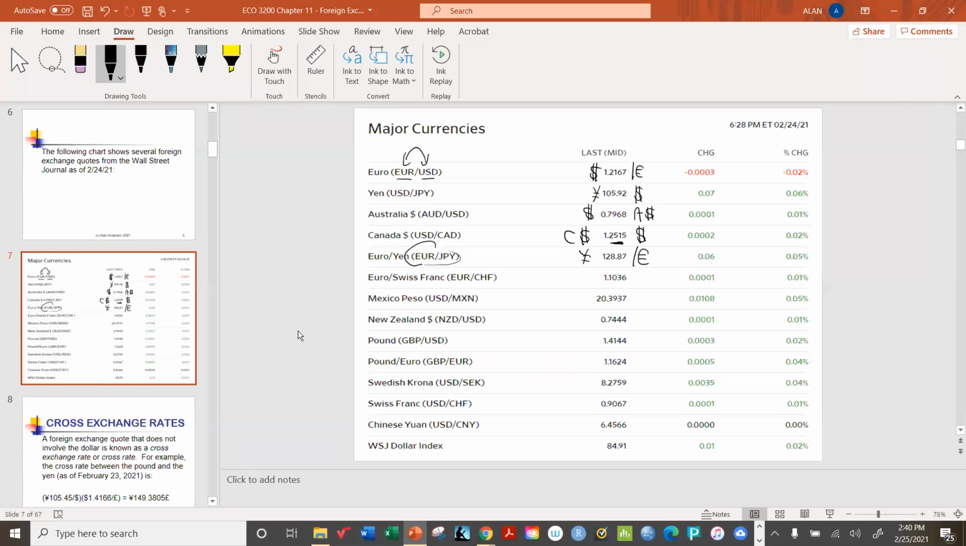Wow, that was weird. So it takes at the moment slightly more than one Swiss franc, and I don't think there's a separate currency symbol for the Swiss franc. Why don't we just write SF? And that is so many Swiss francs per euro. This one is the peso. This one means that it takes roughly 20 pesos to buy a dollar. It takes about 74 cents US to buy a New Zealand dollar.